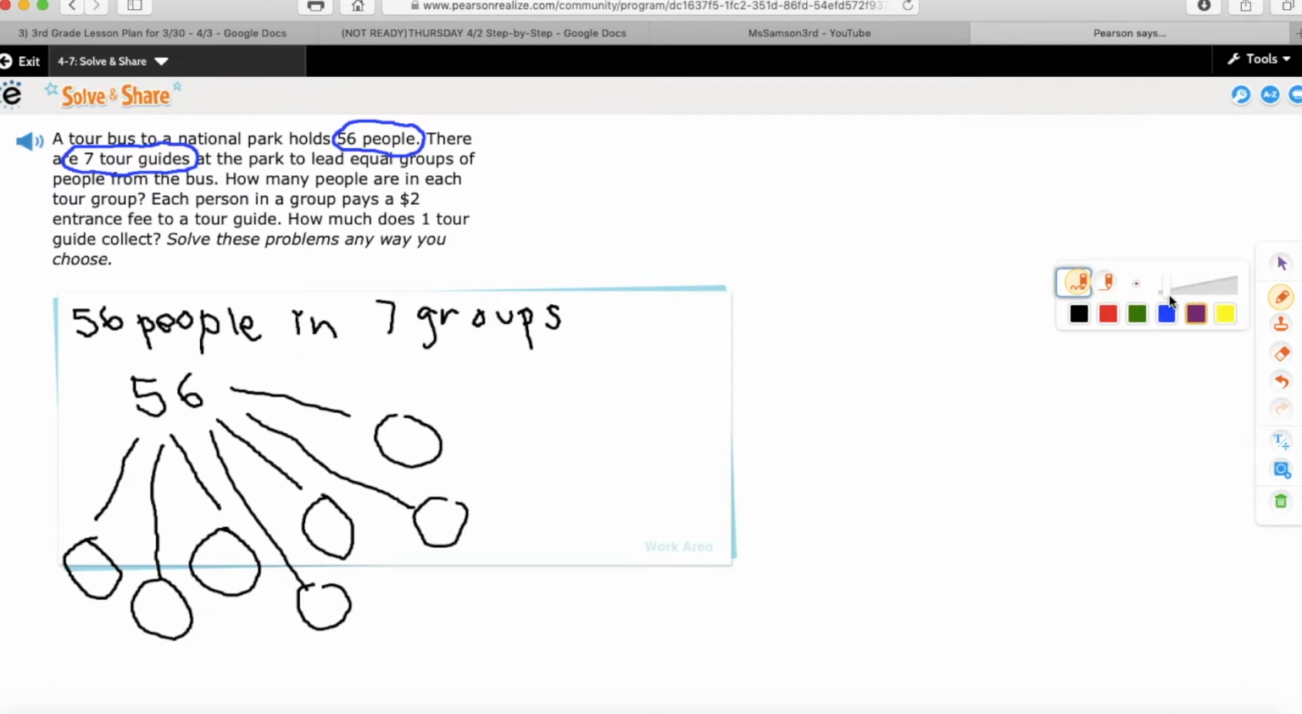Okay, so I made 7 groups, and then I need to equally share 56 people into each one. Ooh, this is going to take me a while. So I have to divide 56 dots equally into each group. 1, 2. You can go ahead and fast forward. This is going to take me a while. 1, 2, 3, 4, 5, 6, 7, 8, 9, 10, 11, 12, 13.